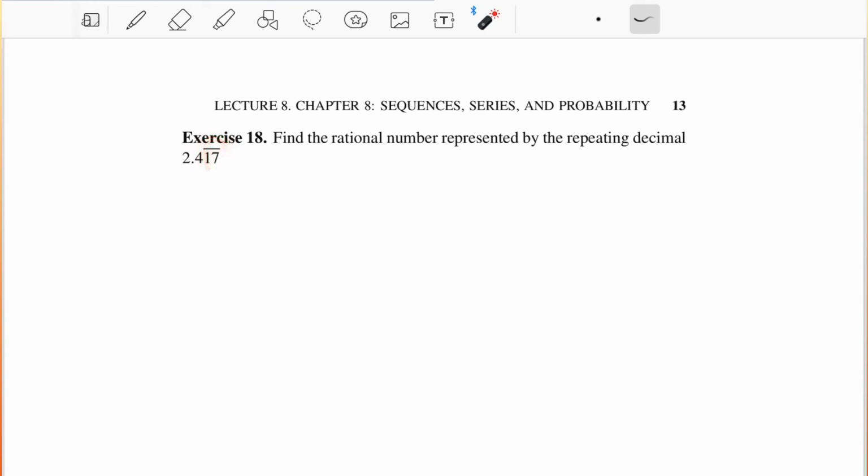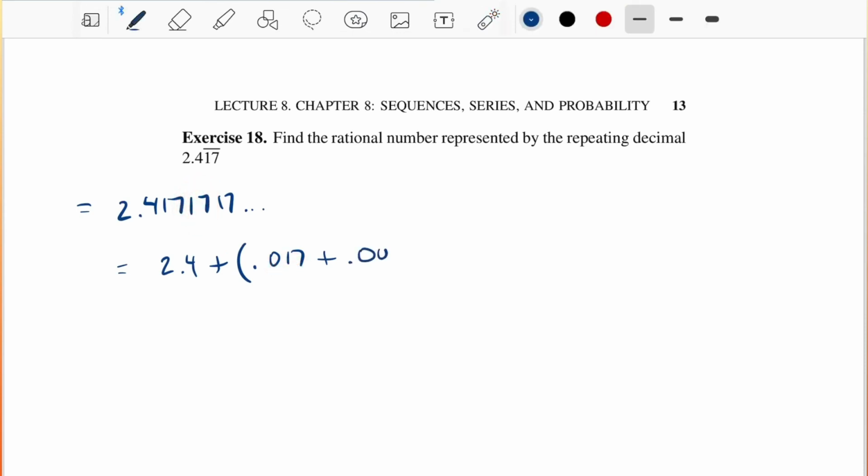2.4171717, etc. Okay, so this is going to be a geometric series. You'll see we have 2.4 plus the repeating part. The repeating part I'm going to write in parentheses. So that's going to be 0.017 for the first portion. And then to get the next 17, you have to add 3 zeros before you add the 17. And then for the next one, you're going to add 1, 2, 3, 4, 5 zeros before you add the 17, etc.